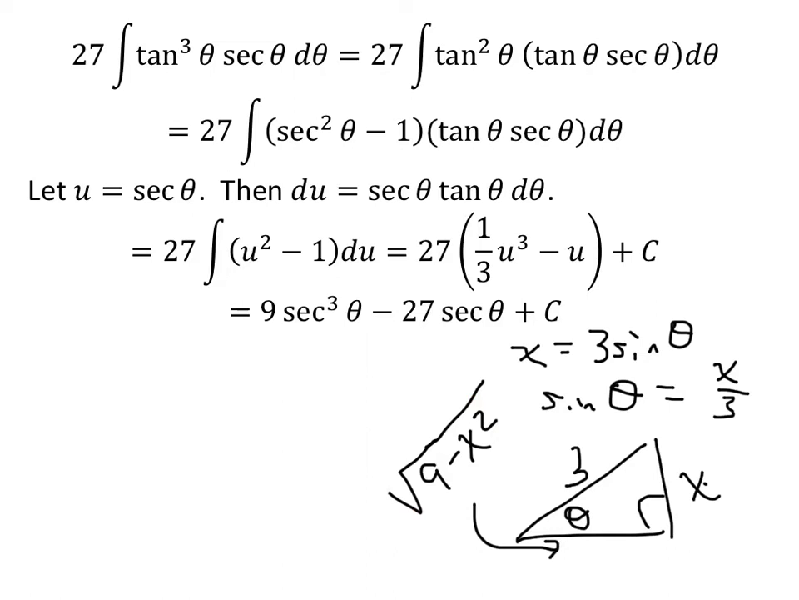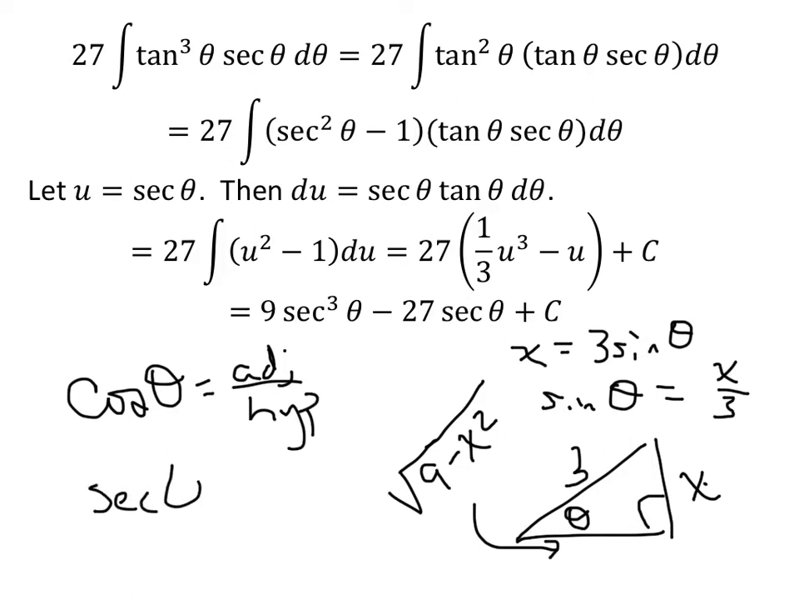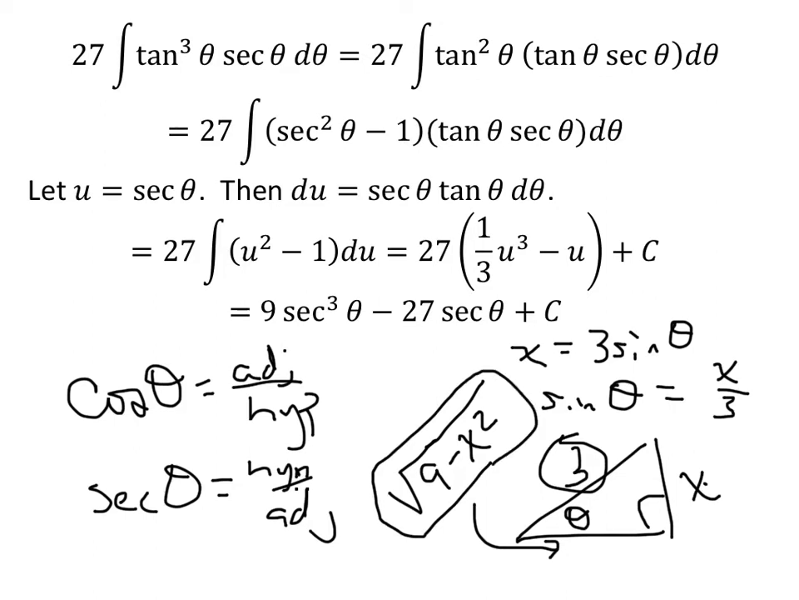Well, a little bit of work here. I know that the secant of theta, no, I don't like the secant. Oh, I know that the cosine of theta, which is the reciprocal, is the adjacent over the hypotenuse. And so the secant of theta is the hypotenuse over the adjacent side. Okay, so the secant of theta is going to be the hypotenuse, which is 3, over the adjacent side, which is the square root of 9 minus x squared.